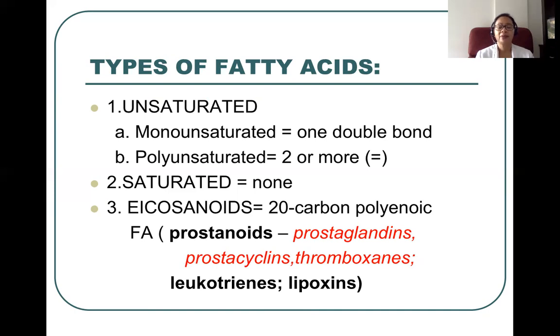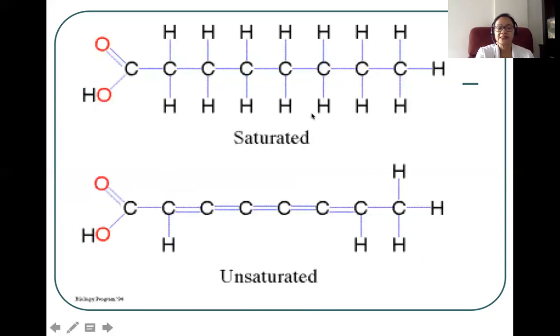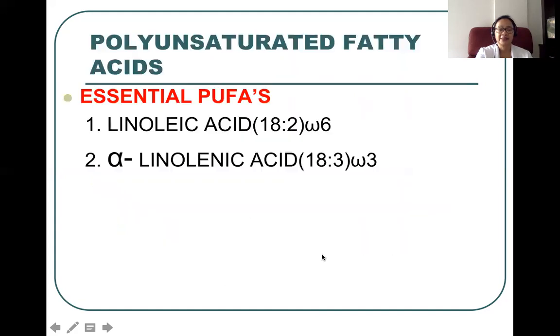It is a 20 carbon polyenoic fatty acid. And these are precursors of your prostaglandins, the thromboxanes, leukotrienes. Okay, so your arachidonic acid is the precursor of which. So this one is a saturated fatty acid. If you look at the structure, there are no double bonds present. All the carbon molecules are saturated by hydrogen. And this one with the presence of double bond, so this is a polyunsaturated fatty acid.